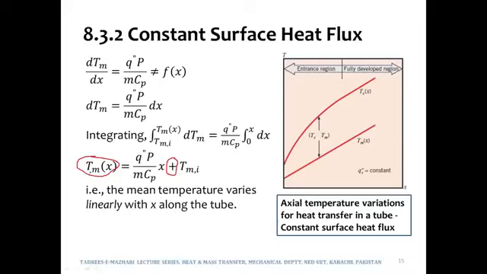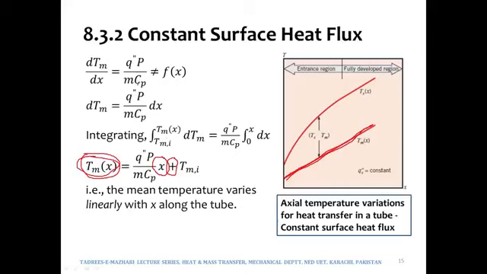Now what does this mean? It means that the mean temperature varies linearly with x, and this is what is shown over here, that Tm in fact varies linearly with x. So the mean temperature of the fluid would vary linearly with x in the case of constant surface heat flux conditions. So therefore the mean temperature will vary linearly with x.